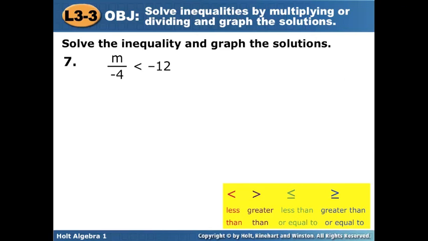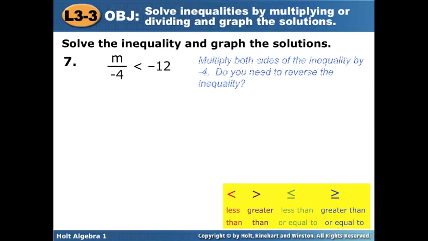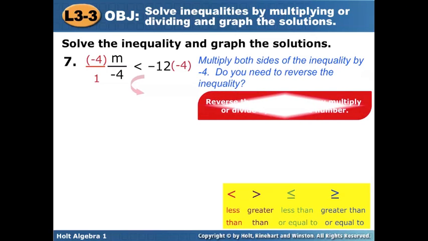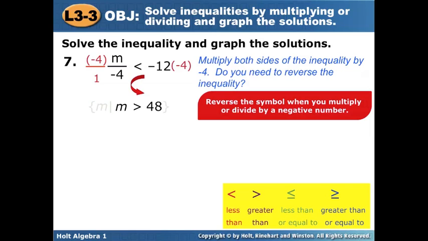Example number 7. We have m divided by -4 is less than negative 12. They divided, so we'll need to multiply by negative 4. The opposite of dividing is multiplying. Because we are multiplying by a negative, we'll need to flip the direction of the inequality symbol. So rewrite the symbol now as a greater than sign, and your solution is m is greater than 48.